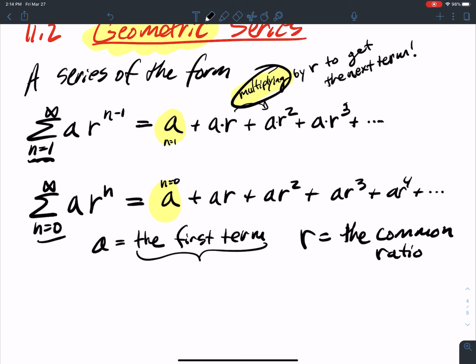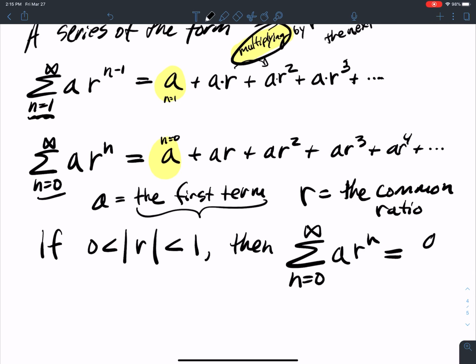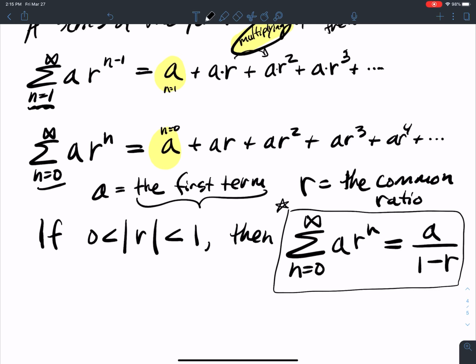So if the common ratio in absolute value is between 0 and 1, then the series n equals 0 to infinity of a times r to the n is equal to, this adds up, it's a formula, a over 1 minus r. Very powerful formula for you here. We're going to use this formula for the rest of the course. Very important that you get this down.